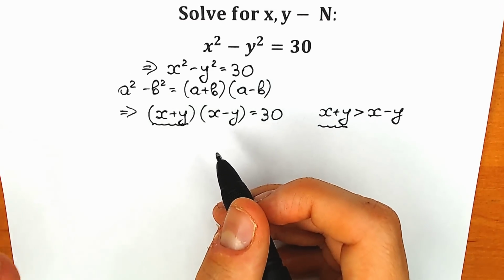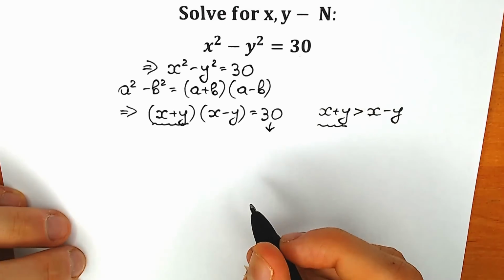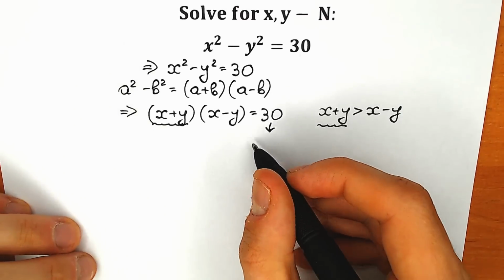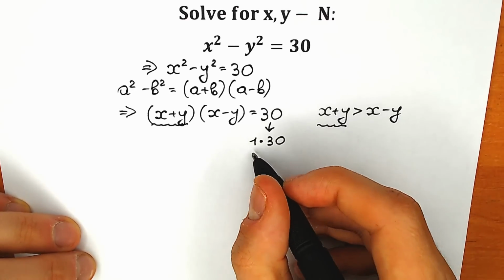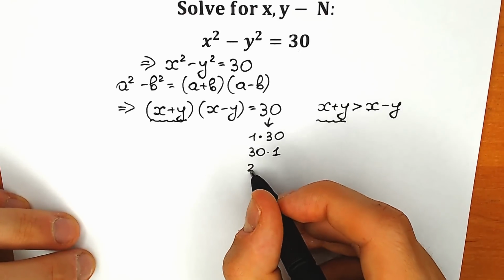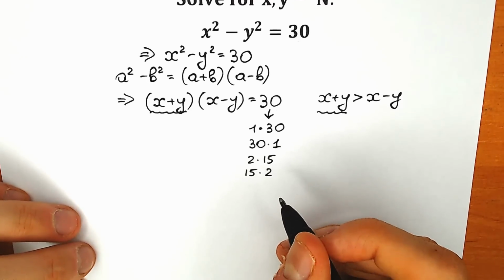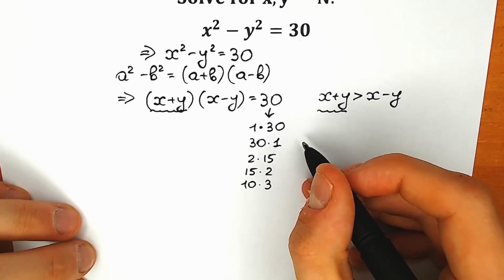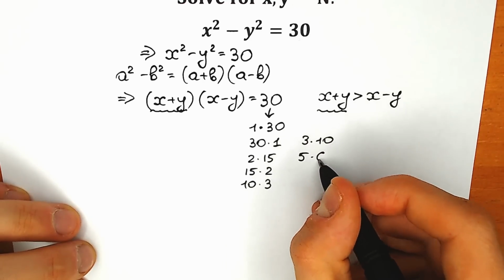And why is this extremely important for us? Because right now we're going to consider how we can express this 30. We can express it in a lot of ways. Let's start, for example, with the basic one: 1 times 30, and of course 30 times 1 is also a correct way. Also 2 times 15, or 15 times 2, and 10 times 3, 3 times 10, 5 times 6, and 6 times 5.